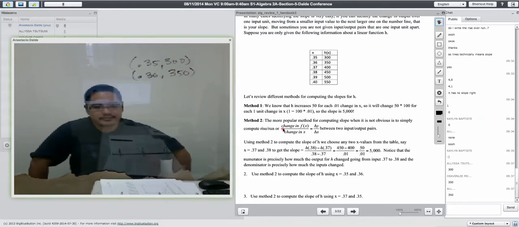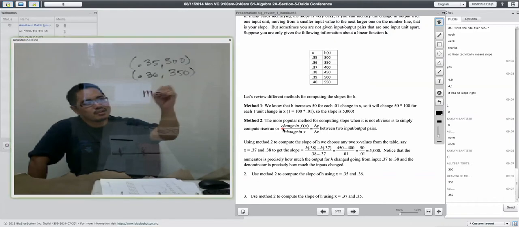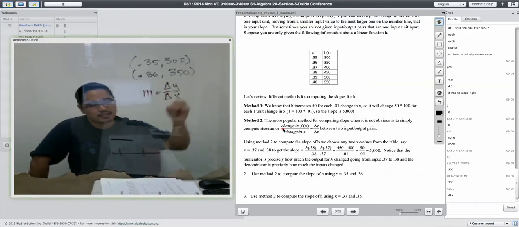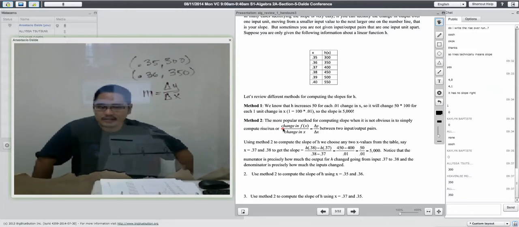All right. So you want to figure out the slope. Now notice what they wrote. They wrote this delta y divided by delta x. This is the Greek letter delta.